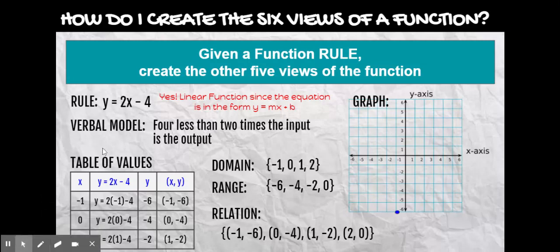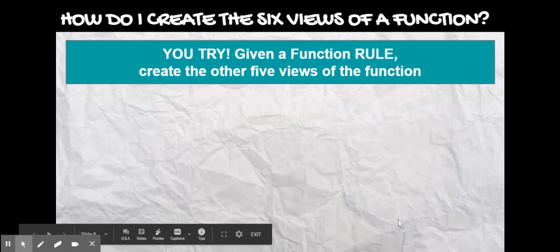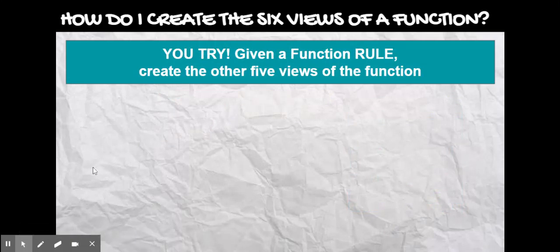So here is our, oh, I forgot. I actually showed you the points on here. Look at me. So there, I didn't even have to do it for you. Here are those points. And there's that line. Oh, there it is. All right, so let's try this one. Given a function rule, create the other 5 views.